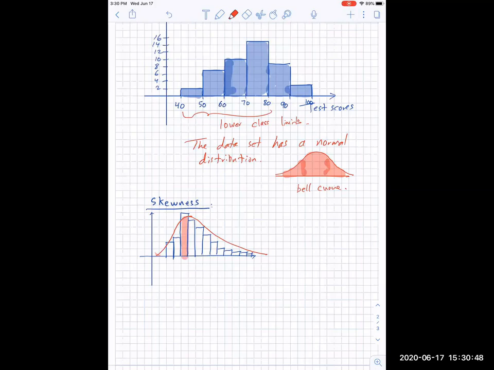And then you have many bar graphs on the right, few bar graphs on the left of this bar graph, the highest one. So this histogram is skewed right, or skewed to the right.